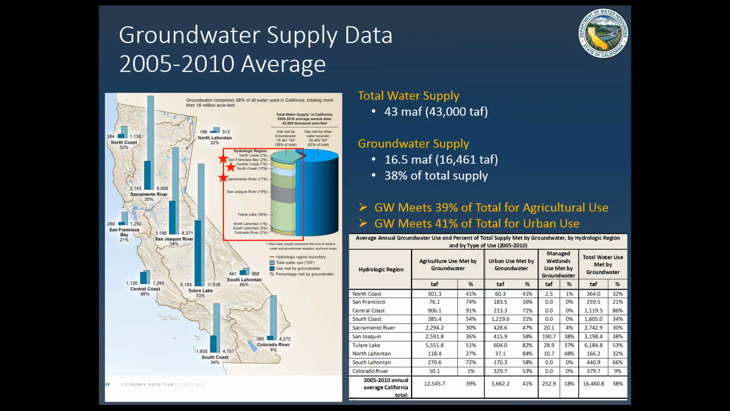Groundwater meets 39% of the agricultural use, and it meets 41% of the urban use.